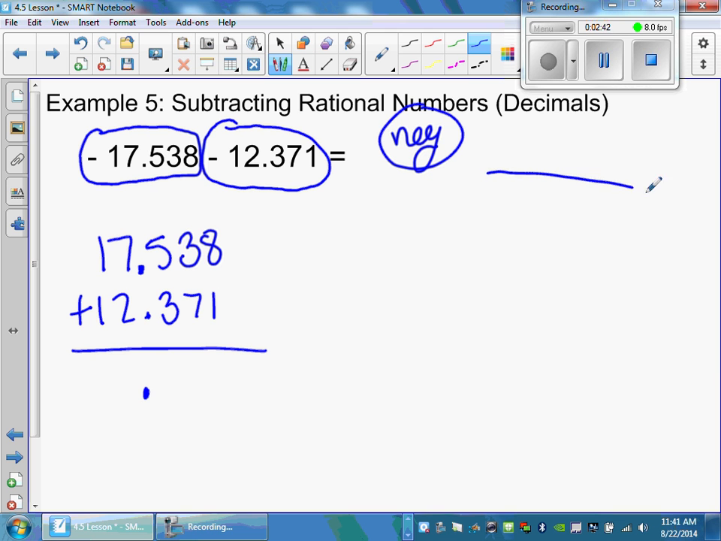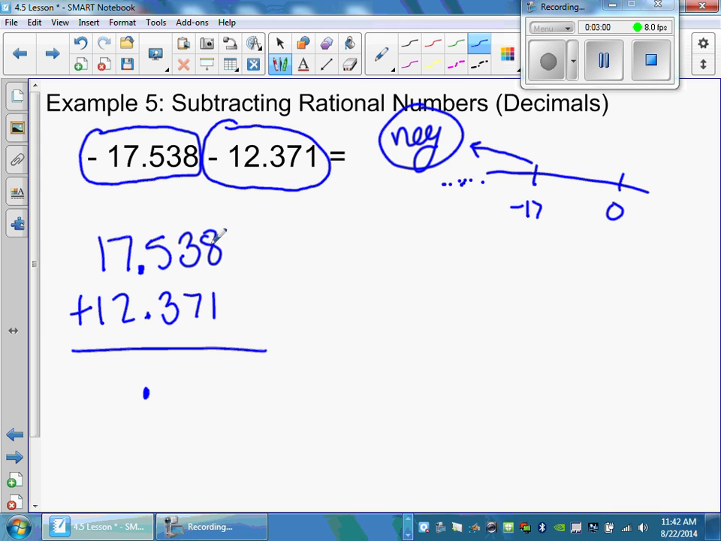So let's talk about this. Here's 0. I'm way down here somewhere in the negative 17 world. And then I have to subtract, move left, 12 something. I'm going to be even further down here in the negatives. So see how when I add those two numbers together, it just gives me an even bigger negative.